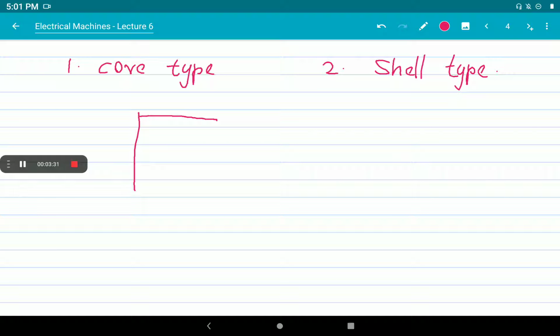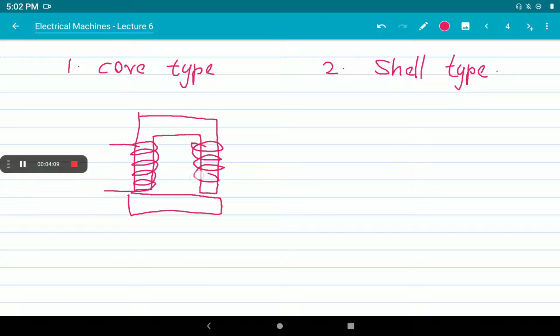A number of laminations are stuck together to produce a full core. Usually we construct the core as a C-shaped core, and the magnetic circuit is closed by one straight rod. So there are actually two-piece cores: one C-shaped and another a straight bar, stuck together. The winding is placed on these two limbs. The primary winding is placed on this limb, and the secondary winding is placed on this limb. Okay, this is the core type.